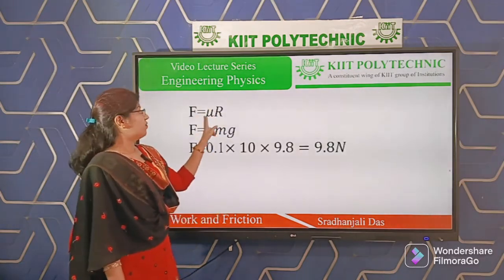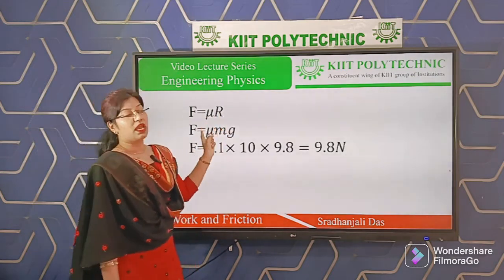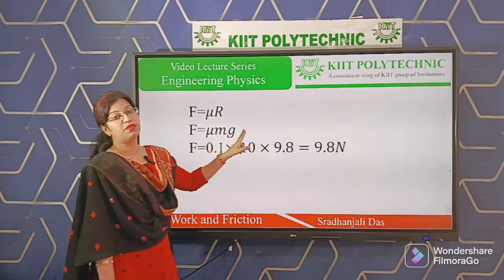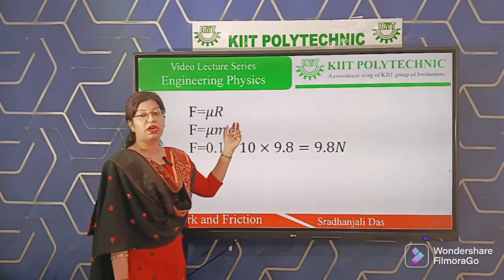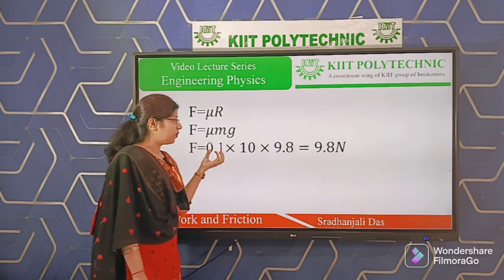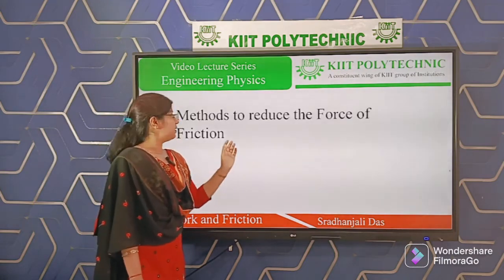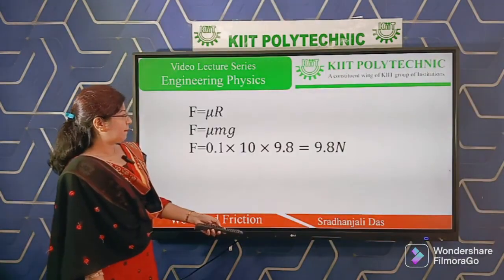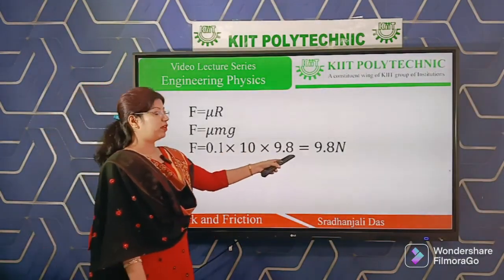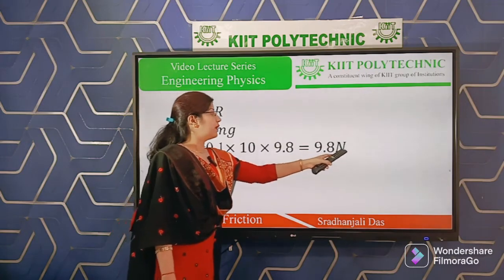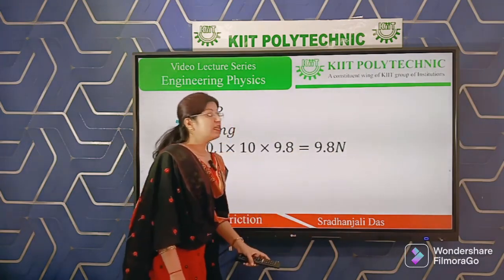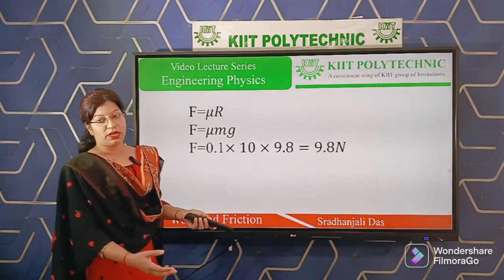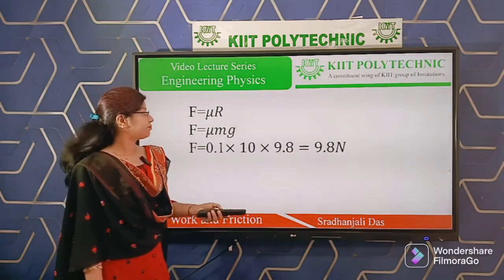What's the formula? F is equal to mu R. In the case of R, we have to put mg, mass times acceleration due to gravity. So mu is 0.1, mass is 10 kg, and g is 9.8, which gives 9.8 Newton. So this is the force of friction between the body and the surface.